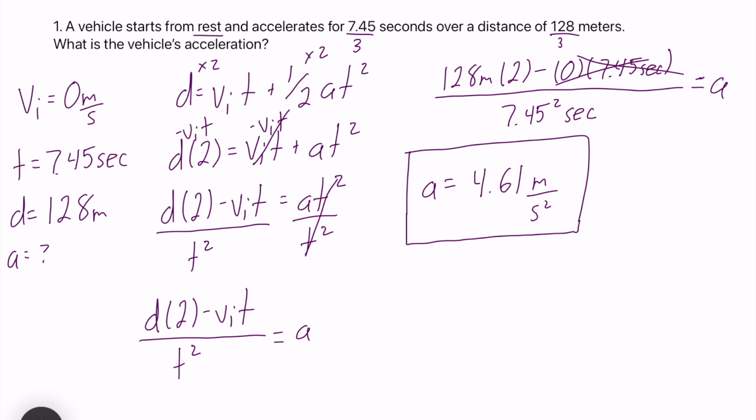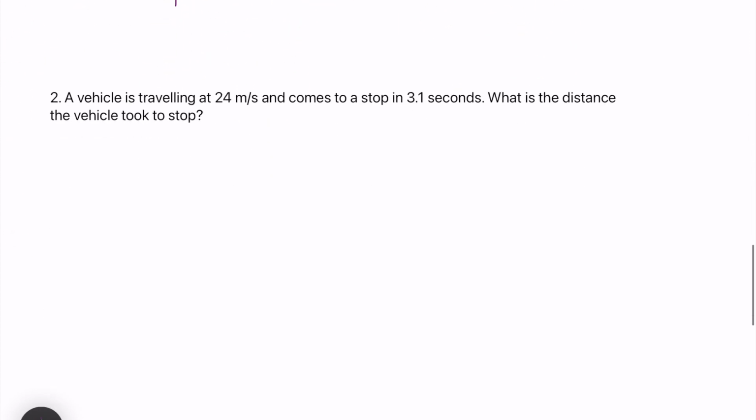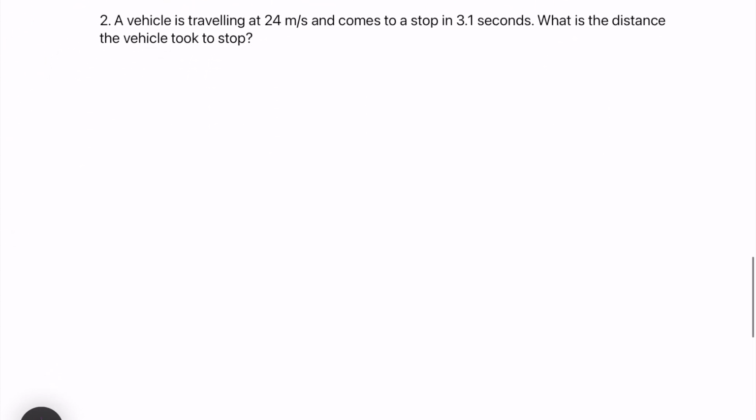Always remember to include those units. Moving on to number 2 here. Let's scroll on down. So it says, a vehicle is traveling at 24 meters per second and comes to a stop in 3.1 seconds. What is the distance the vehicle took to stop?